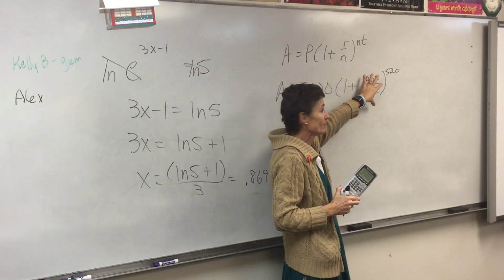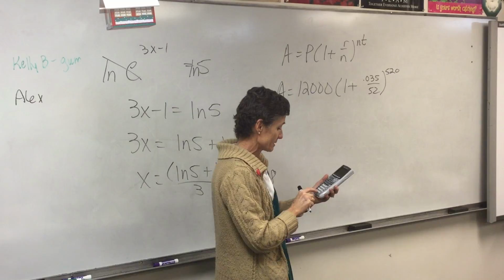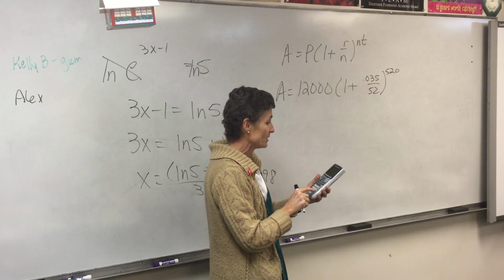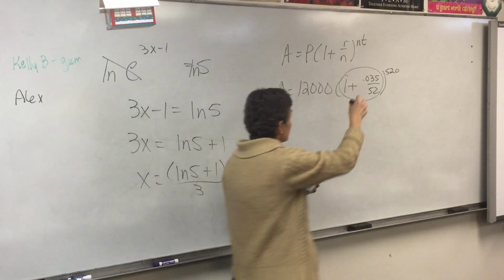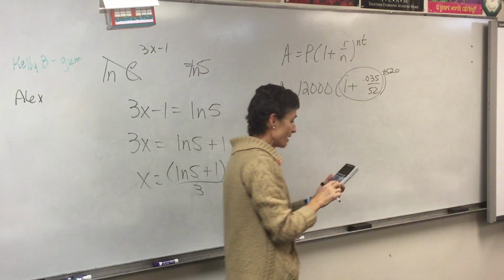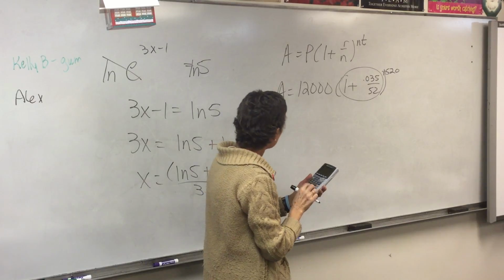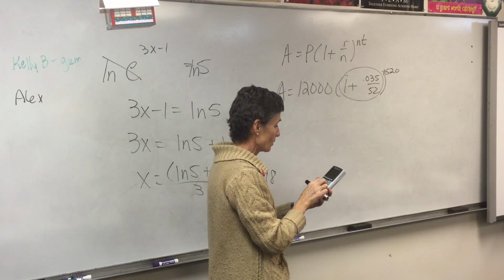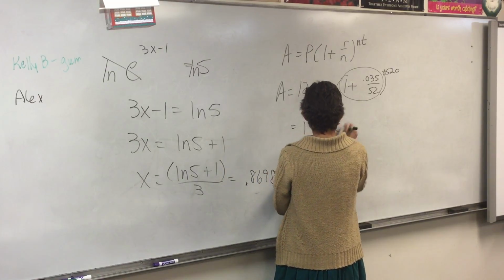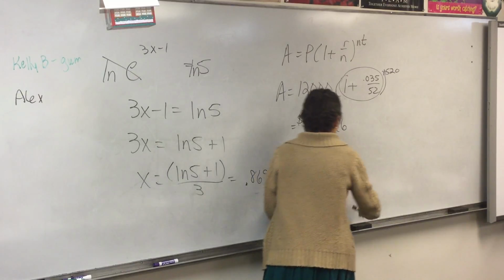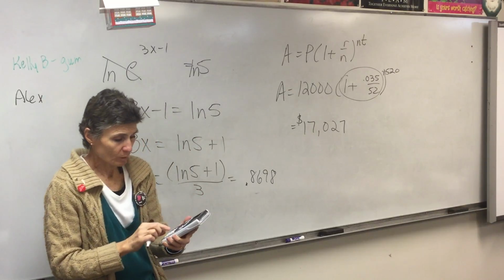So I start right here. 1 plus, oh wait a minute, I got some other stuff going on. 1 plus 0.035 divided by 52 equals. So I just typed this in right here exactly like it says. Now I'm going to raise that using my little caret button to the 520th, and then take that times 12,000. Oops, 12,000. And I get 17,026. Oh wait, did it say to the nearest dollar? That would be 27. To the nearest whole dollar would be 27.